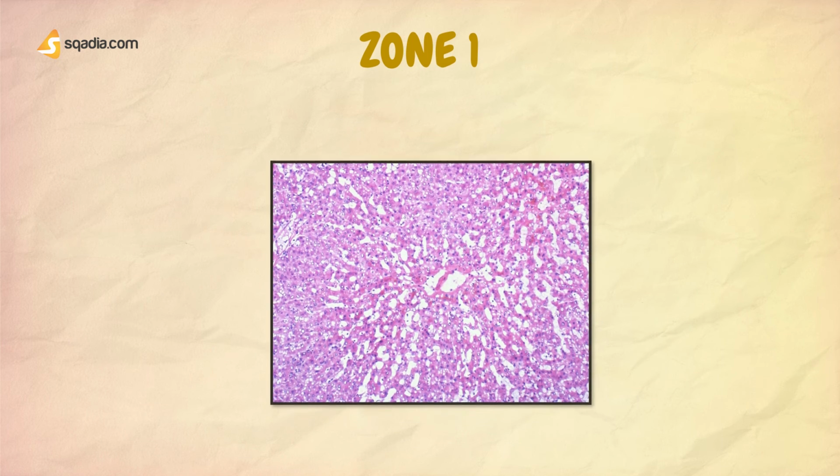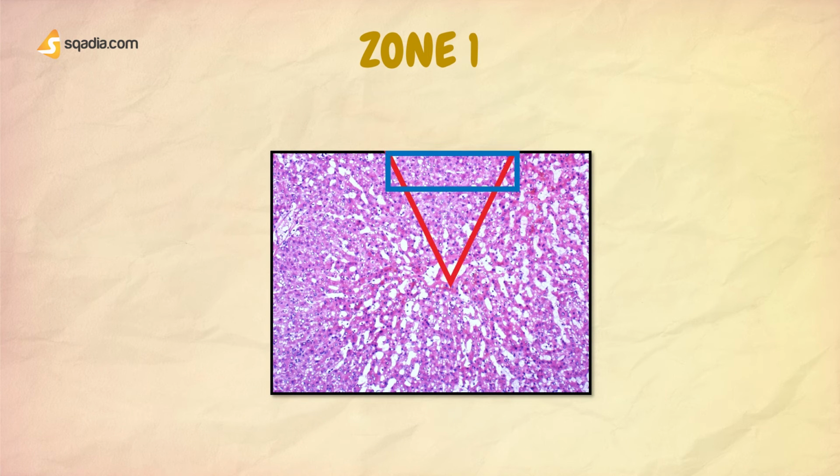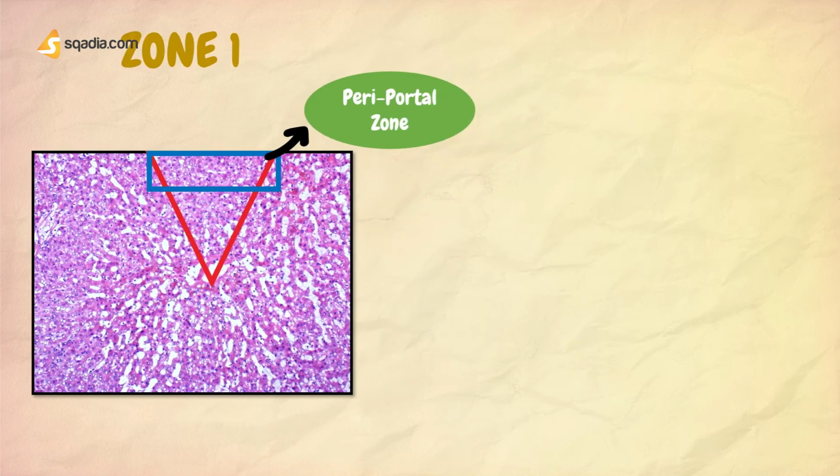Now we are going to study each zone of the liver acinus. Zone 1, also called the periportal or peripheral zone, is away from the center and is located closely to the adjacent lobules, and so hepatocytes receive the highest amount of oxygen.